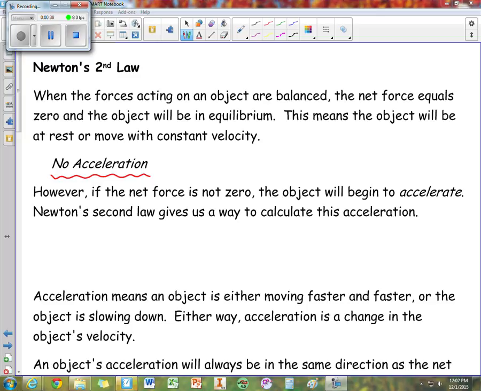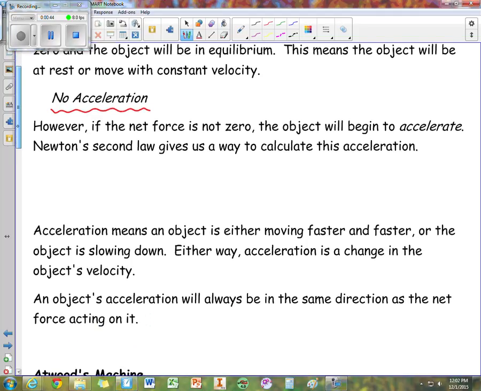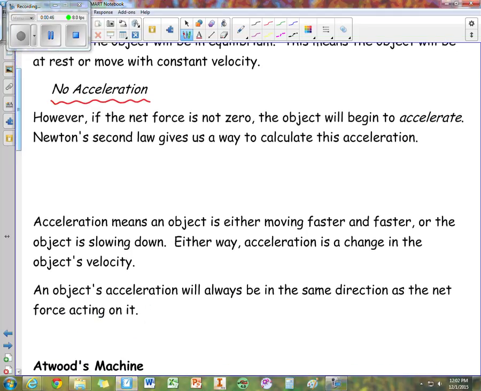However, if the net force is not zero, then the object will accelerate. And that can be found using Newton's second law, where we see that the net force equals mass times acceleration. So notice then that if the net force is the same, as the mass increases, the acceleration will decrease.